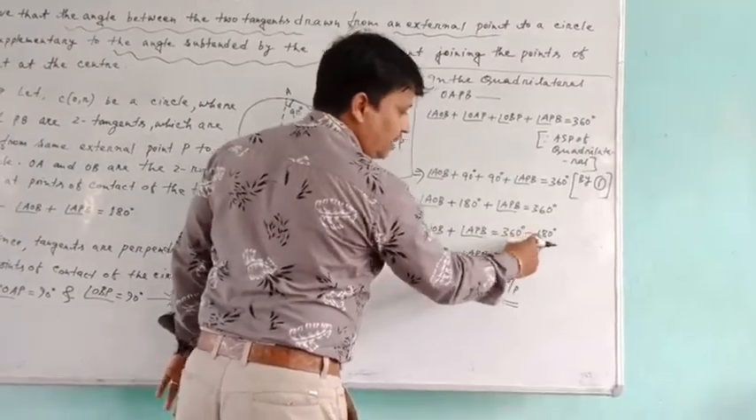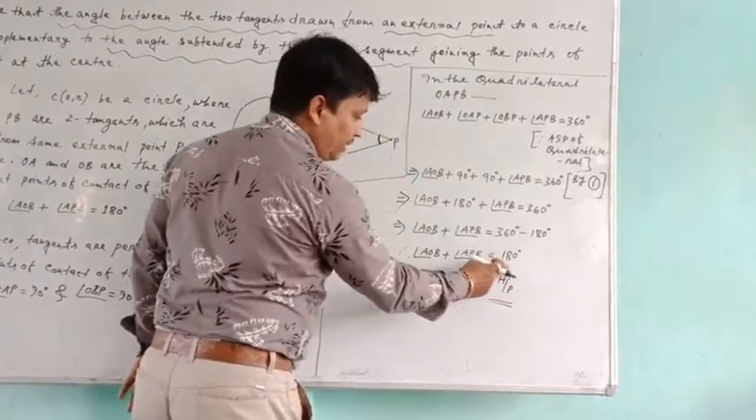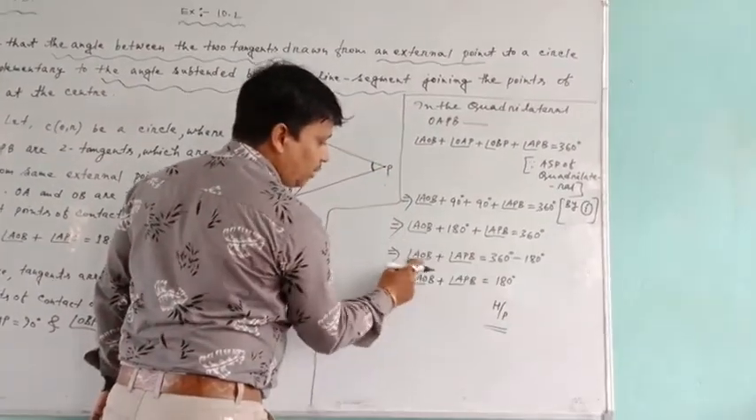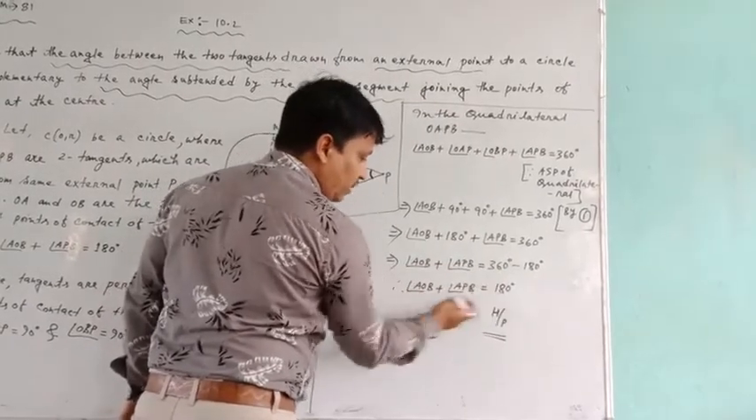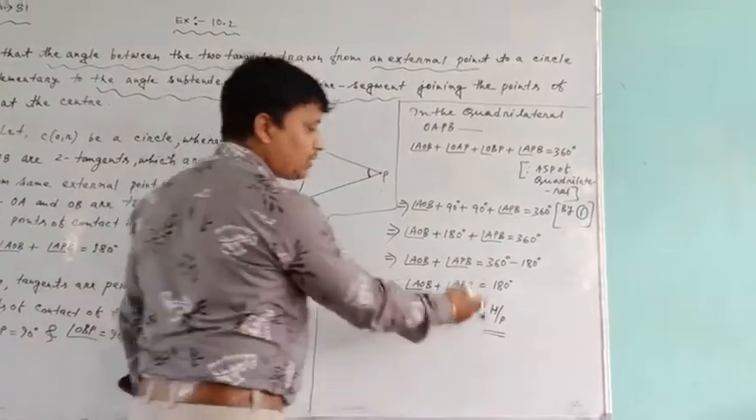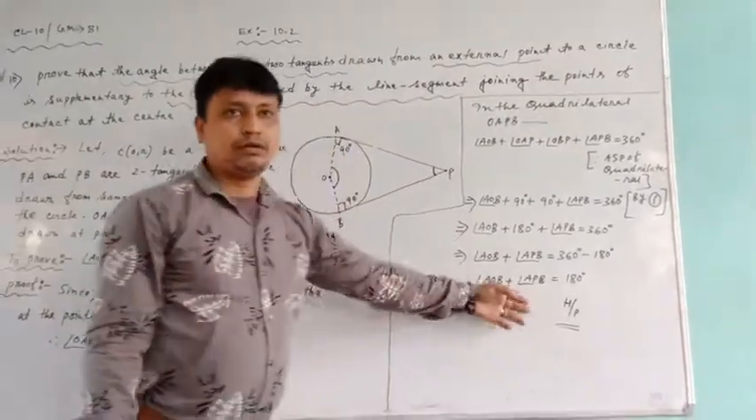So 360 minus 180 degrees equals 180, and what is left? Angle AOB plus angle APB. So the sum of these two angles equals, we are getting, 180 degrees. It is our target. We have to prove this one. Okay, that's all.